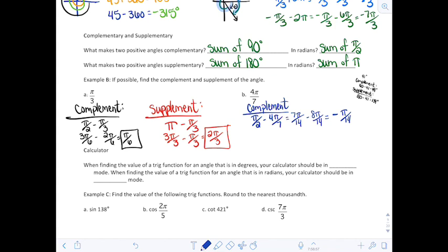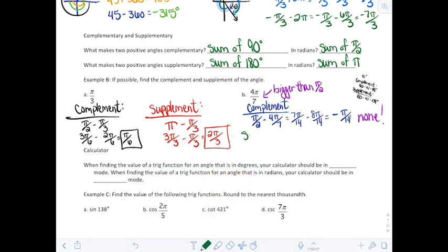So what does that mean? There isn't one, because this is bigger than pi over 2. So if the angle itself is larger than 90 degrees, or pi over 2, it's not going to have a complement. And that's where we get the negative angle. And so we know that there is no complement. But 7 pi over 7 would be pi, so we know that it has a supplement.